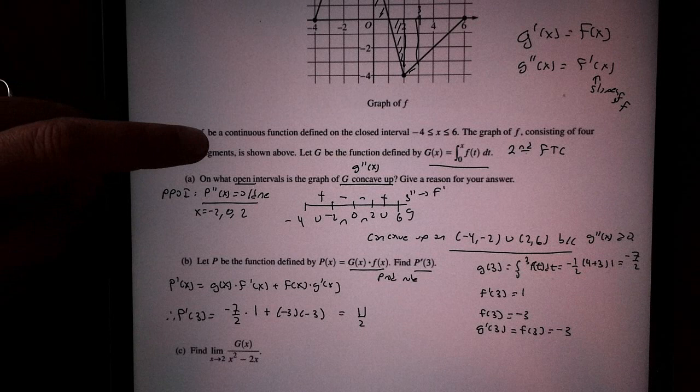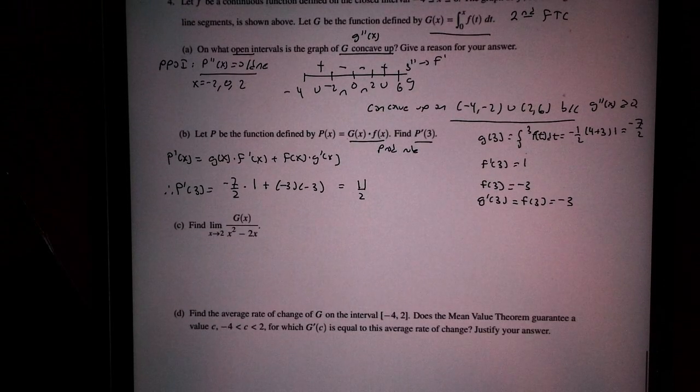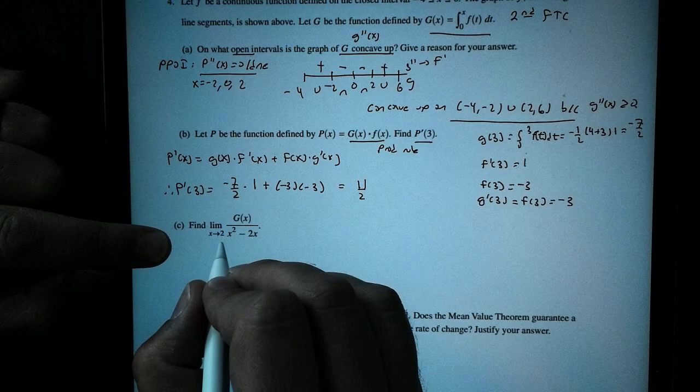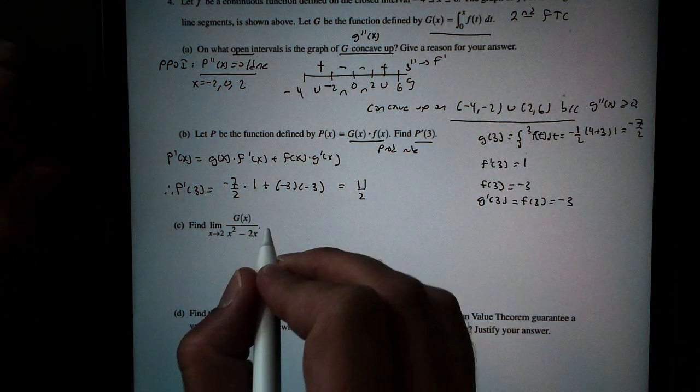All right, let's take a look at part C. Oh no, it's a limit problem. You know, I'm thinking L'Hopital's. Let's see if this happens. So we want to find the limit as x approaches 2 of g of x over x squared minus 2x.